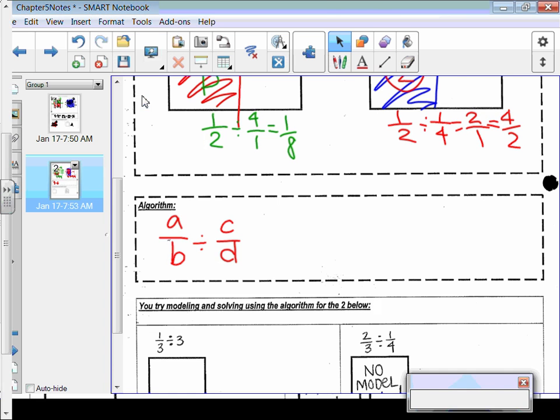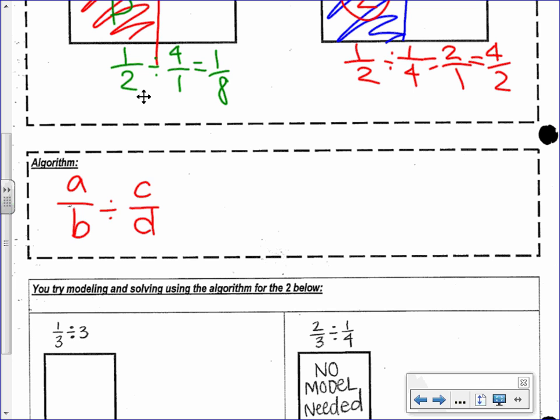Who thinks they have a rule? Just try. It may not be right, which is totally fine. Destiny's table. Anybody can go. Multiply the denominator of the first one times the numerator of the second one. Okay, hold on. Let's see that. So you're saying B times C? So 2 times 4 gives you 8. Okay, I agree with that. And then that's your answer, I guess.